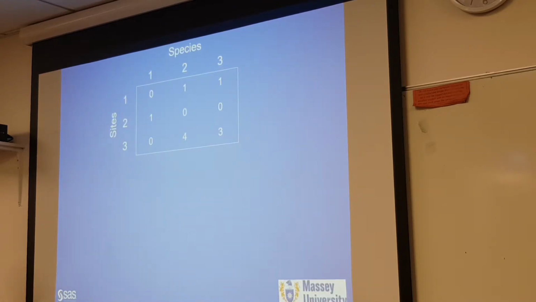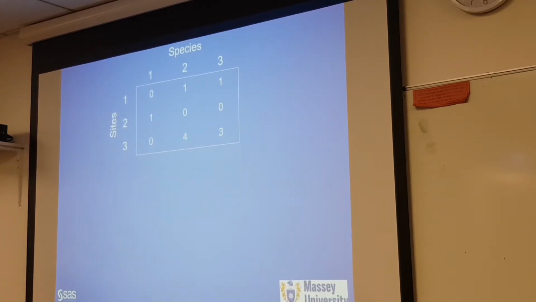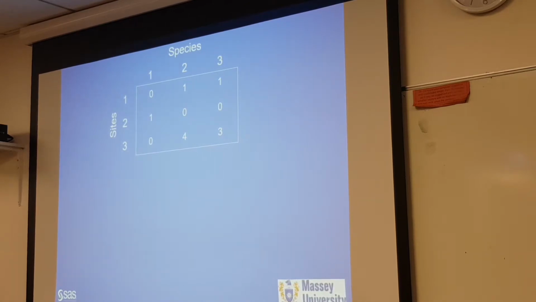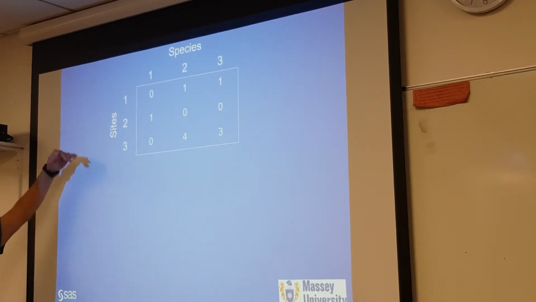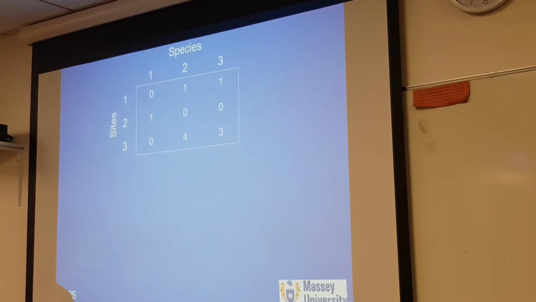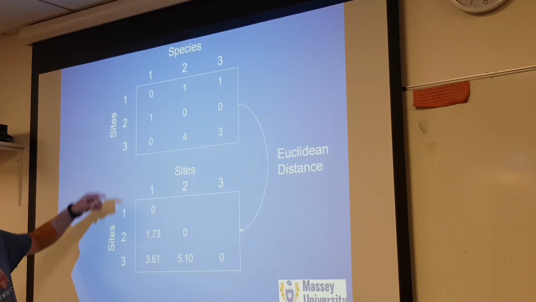So let's say we were ecologists, and we had 3 different sites and 3 different species. Alternatively, you could consider this to be 3 different customers and 3 different products. Products would be the columns, and you can say, well, how many products do they buy of each of these things? And you want to see how similar the customers are. If we were to calculate the Euclidean distance, just to directly answer Felix's question, what is the distance between 1 and 1?